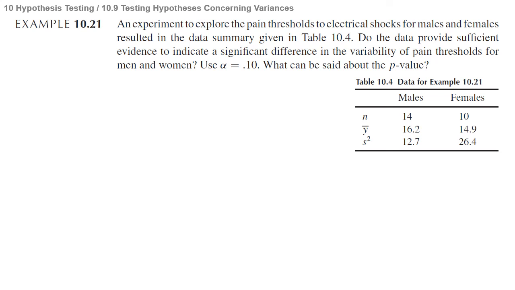And let's move on to example 10.21. An experiment to explore the pain threshold to electrical shocks for males and females resulted in the data summary given in table 10.4. Do the data provide sufficient evidence to indicate a significant difference in the variability of pain threshold for men and women? Use alpha equals 0.1. What can be said about the p-value?